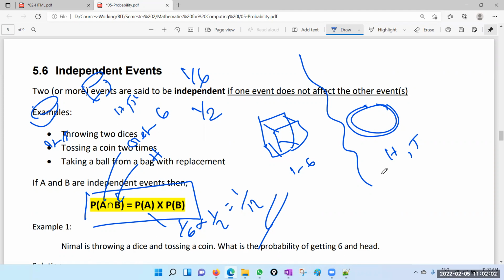Right? Oh, I have 2 dice. I want to get both 6. First one also 6, second one also 6. So here probability is 1/6. Here probability is 1/6. What is the probability of getting both 6? 1 over 36. Okay.